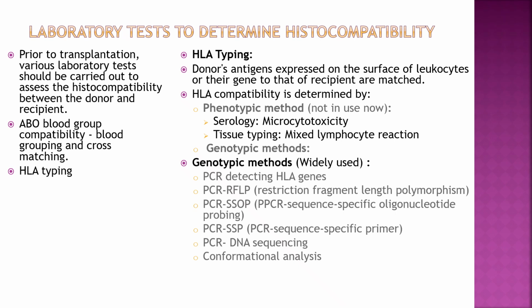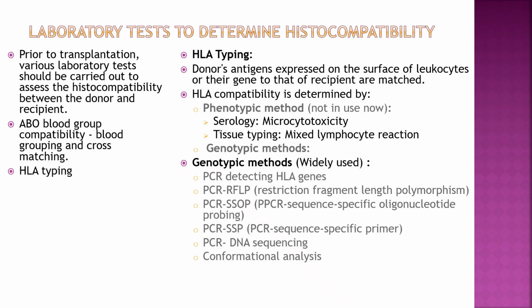Laboratory tests to determine histocompatibility. Prior to transplantation, various laboratory tests should be carried out to assess the histocompatibility between donor and recipient. So first ABO blood grouping, the Rh blood grouping compatibility, blood grouping and cross-matching done, and then HLA typing. So in HLA typing, donor antigens expressed on the surface of WBCs, leukocytes, or their genes are matched to those of the recipient.